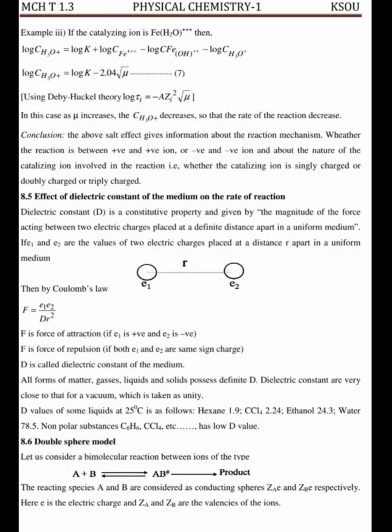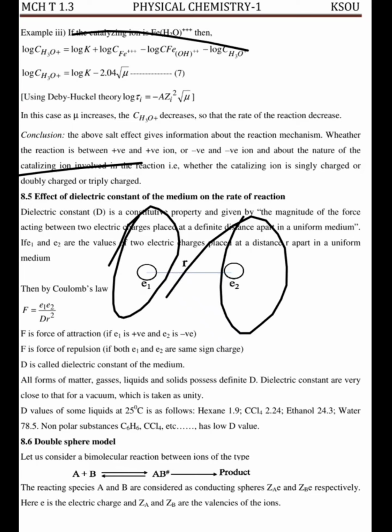For example, the catalyzing of ions in the ferric hydroxide, which gives one more example they have taken here. Go through this. So the next topic is the effect of dielectric constant of the medium on the rate of reaction. So here, two electric charges are placed at a definite distance, r apart, in a uniform medium.